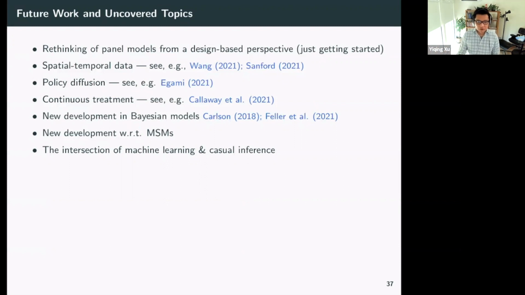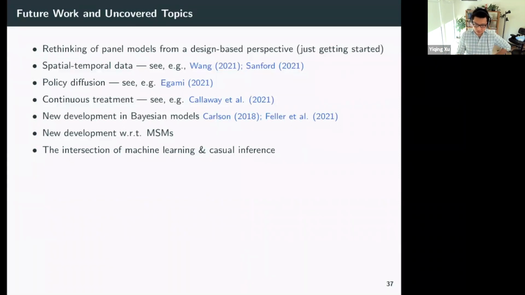And policy diffusion is important because the policy diffusion literature is basically about how to model the treatment assignment, right? The treatments may affect each other geographically. And Naoki, I think most of us are familiar with him. All his work is making some great progress on that front. And I think these issues are related. If you have a better understanding of policy diffusion, with policy being the treatment, you may be able to do better causal inference on those policies.